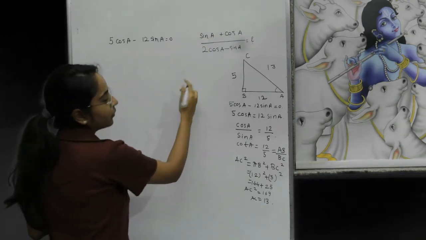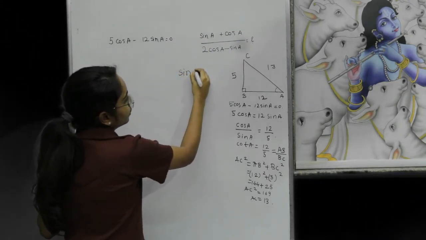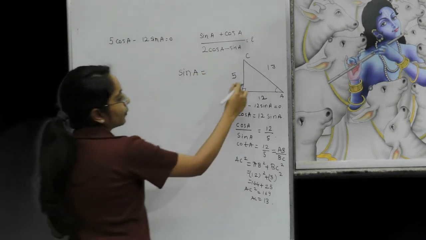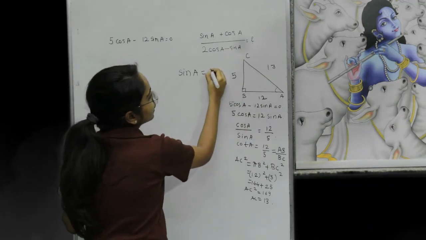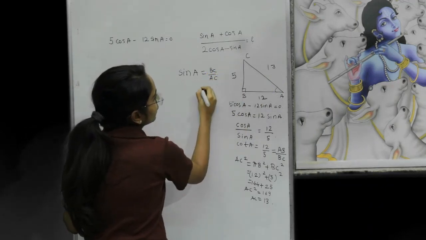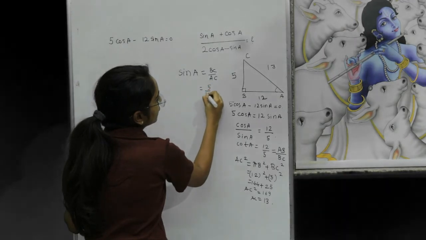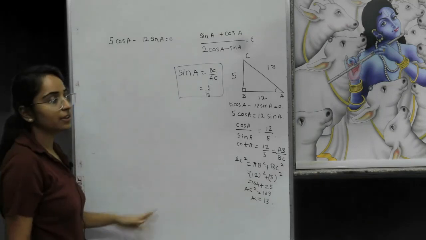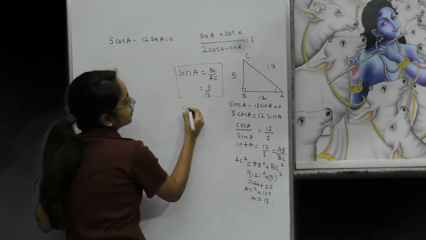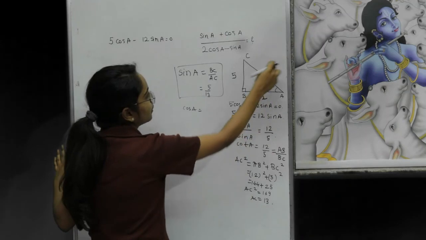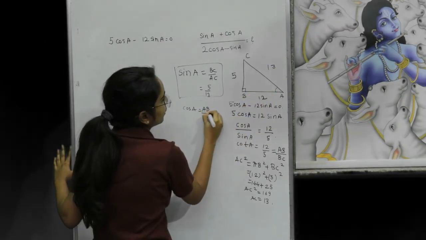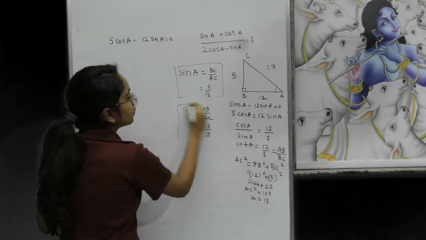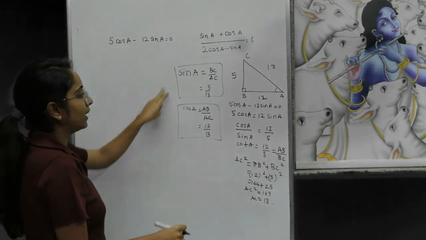So I will first calculate the value of sin A, as we now know all the sides of the triangle. Sin A is nothing but opposite upon hypotenuse, which is BC upon AC, which comes as 5 upon 13. Now further we will calculate the value of cos A, which is adjacent upon hypotenuse, which is AB upon AC, which is nothing but 12 upon 13. So here we have both the values of sin A and cos A.